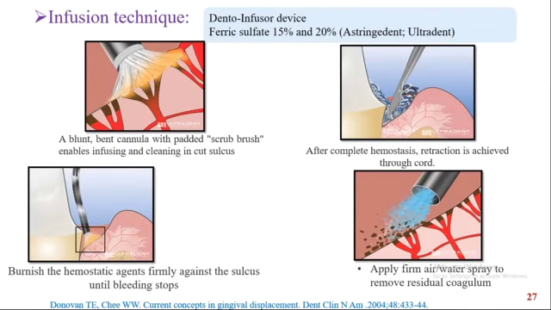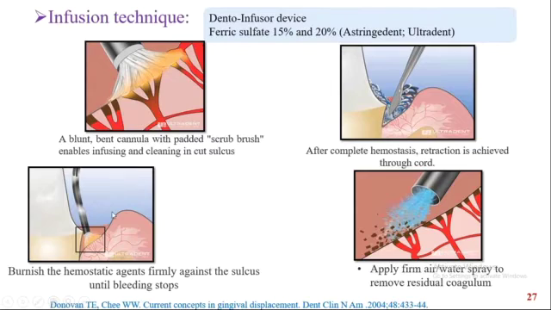Coming on to the infusion technique. The infusion technique uses a specialized Dentsply infuser device. It uses astringent agents, that is ferric sulfate 15% and 20%. 20% ferric sulfate is recommended because of the decreased acidity and less chance of removal of the smear layer.